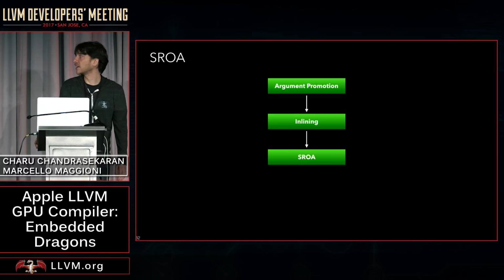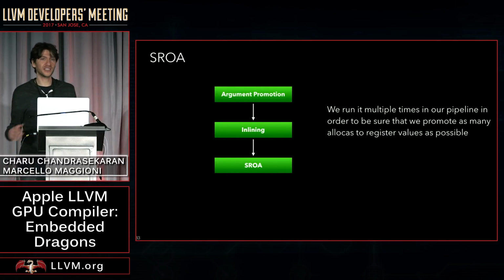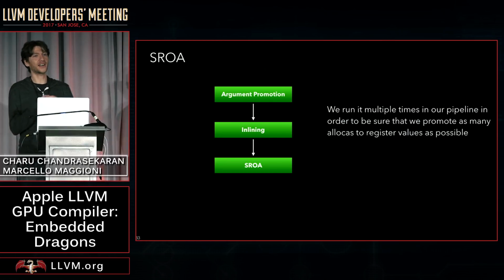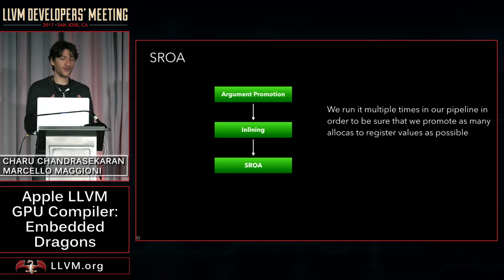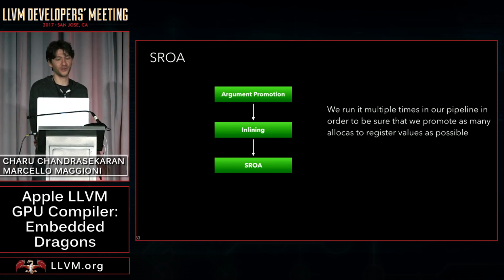And then after inlining, we run SROA. SROA is very, very important for us, and we use it as a cleanup pass. So we run it multiple times in our pipeline. We want to make sure that all the stack accesses, if possible, are removed. So whenever we clean up some stack accesses, by freeing them from certain ties that stop SROA from working, we run SROA so that we make sure that those get eliminated.